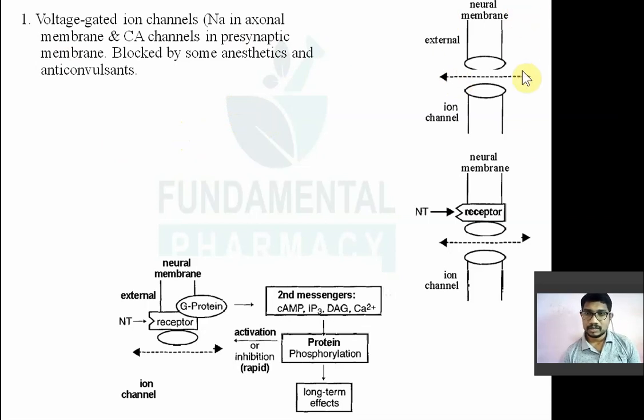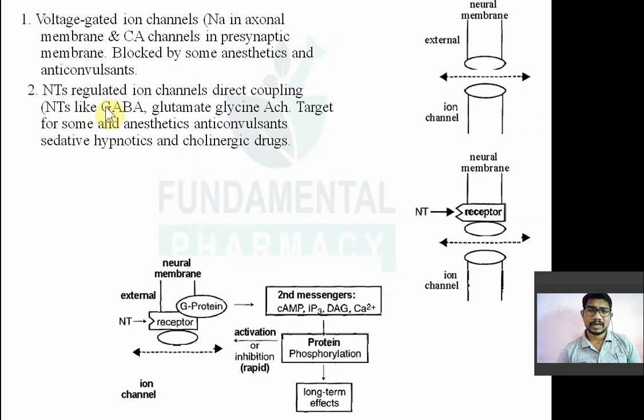So this is your neuronal membrane and this is the ion channel. It is a voltage gated ion channel. Sodium will move from external to internal. This is the external. Sodium will go inside and cause depolarization, and there is generation of an impulse. Okay, this is the voltage gated.